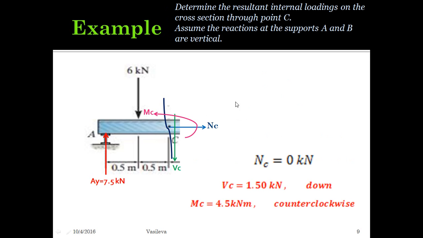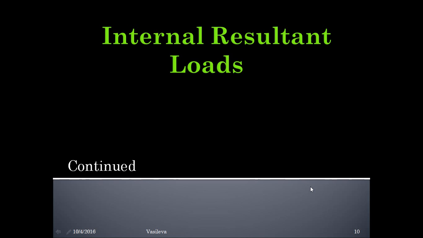So we have just found all of our internal loadings, NC, VC, and MC. And I like to write their magnitude and then their direction separately, just because it helps me, but you can do it however you'd like to. It's just really clear this way when you write which way they're pointing or rotating.